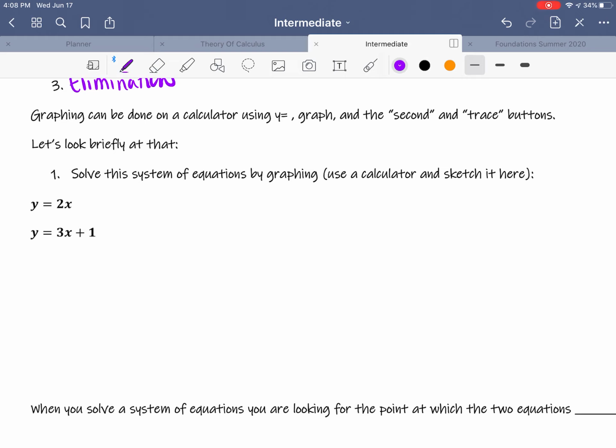So let me just review. It does say use a calculator, and I will, but let me just review a little bit on graphing. Draw a straight line here so we can draw a graph. This is my x-axis and my y-axis. My first line is y equals 2x. It has a y-intercept of 0, and then a slope of up 2 over 1. Then I'm going to draw a line through those 2 points.